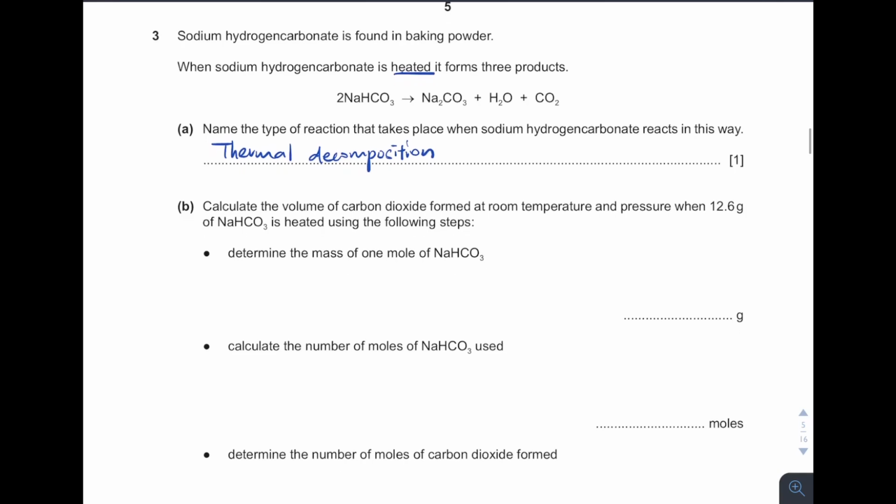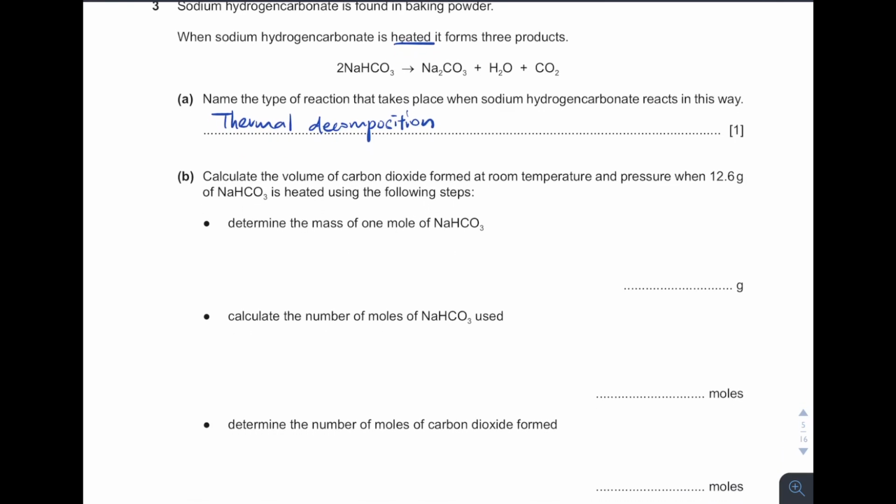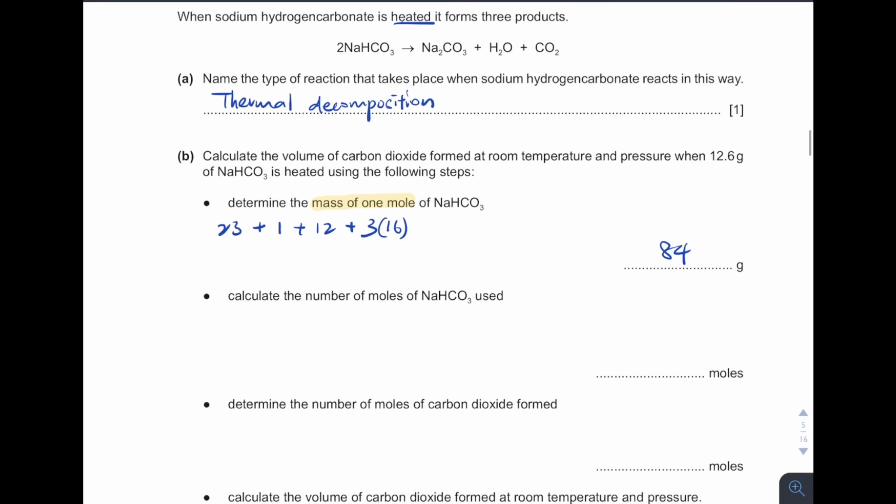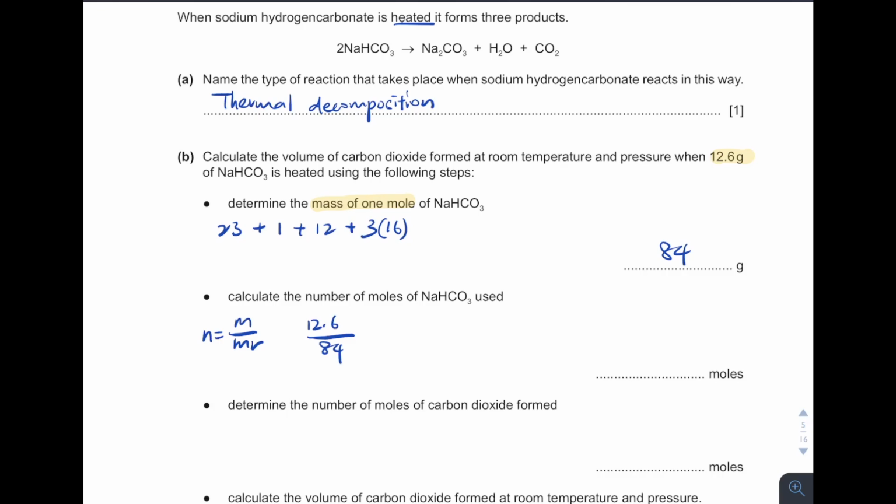And then the calculation. Remember, the mass of 1 mole is the same as the relative molecular mass. So what's the relative molecular mass? Sodium 23, hydrogen 1, carbon 12, oxygen 16, and there are 3 oxygens in total, so eventually you will get 84. Then what is the moles? What is the information given to you? Mass, isn't it? So the formula to use is m over Mr. So 12.6 divided by 84. If you press the calculator, you will get 0.15 mole.